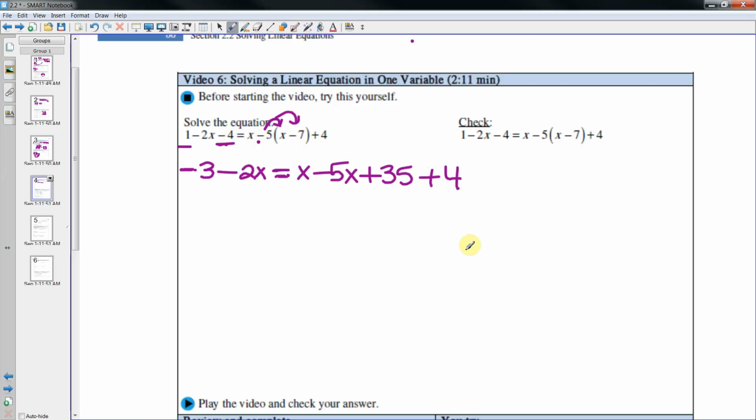Now that right side looks like it's got a lot to put together. So let's just copy down the left side. Negative 3 minus 2x. Can't do anything with that. Okay, on the right side I have an x minus a 5x. So that's negative 4x. 35 plus 4 is a positive 39. Now that cleaned it up a little bit. Alright, so now I'm going to move my x's to one side. So I'm going to add 4x to both sides.